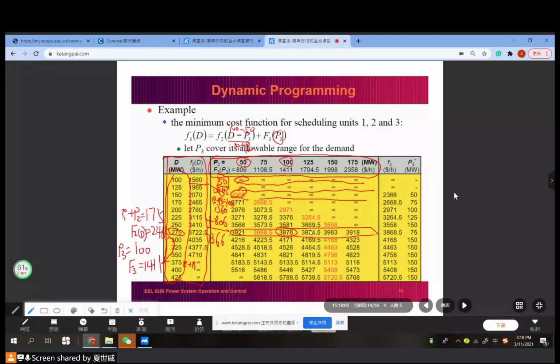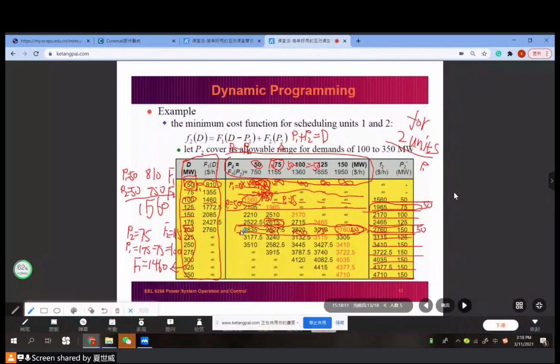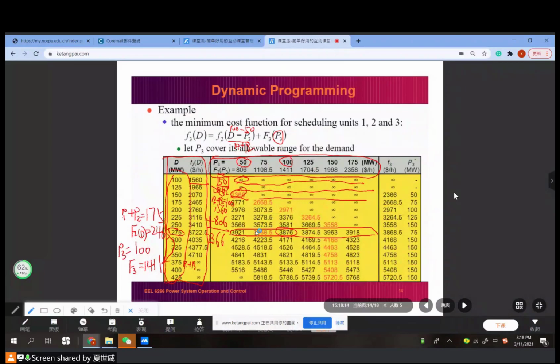Any question for this? To calculate this table is very similar, but you should know the meaning of each number or how to calculate the number. This number means you fix P3 as this value, and the left is for P1 and P2. This is 275 minus this, that means this number is 200 for P1 and P2. So this fuel cost plus this cost, you will get this cost. So it's very easy to calculate all these numbers for this part.